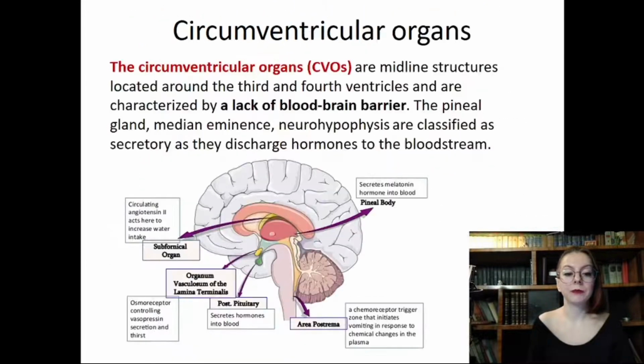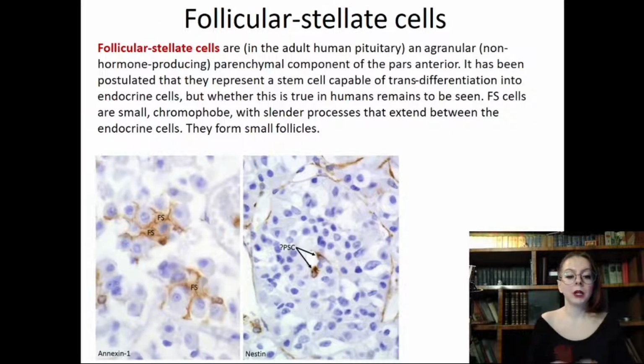In the anterior pituitary we also can find a special subtype, follicular stellate cells. They are not very important because their function is not completely understood. It was supposed that they are the stem cells, but it is not evidenced up to now. But just remember, they form the small follicles, and they are connected with the gap junctions, and they might cause a regulatory action on the cells of the anterior pituitary.